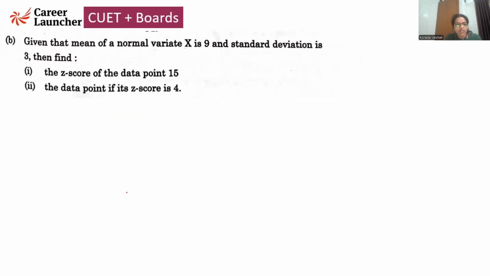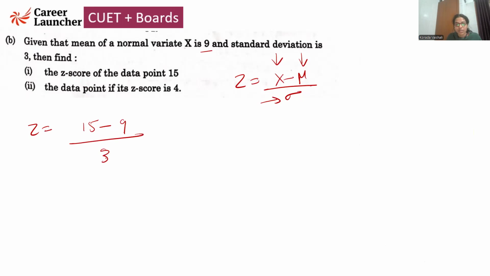Now the next question is, given that the mean of normal variate x is 9 and the standard deviation is 3, then the z-score. So this is something related to the z-score, and we have the formula as the data point minus the mean of the normal variate, and the denominator is the standard deviation. So we need to calculate the z-score if the data point is 15.